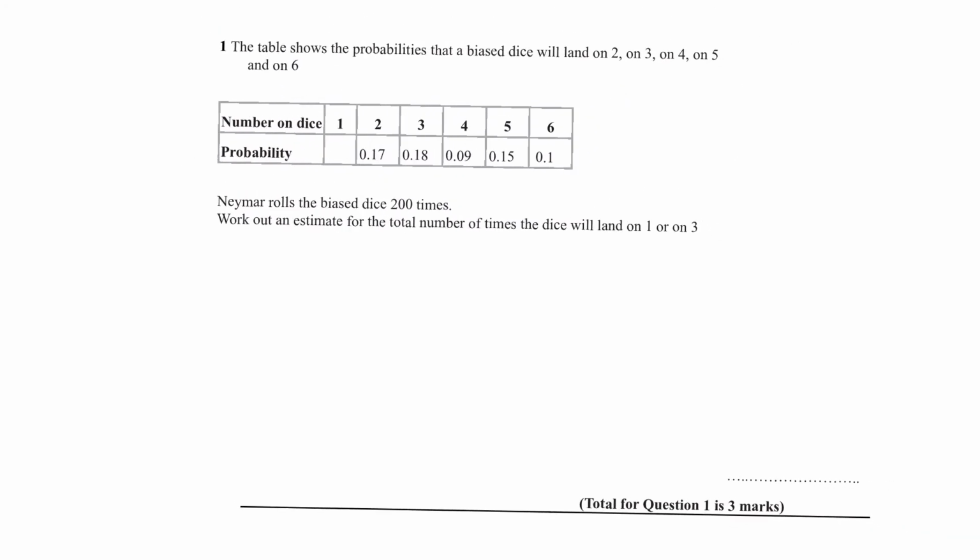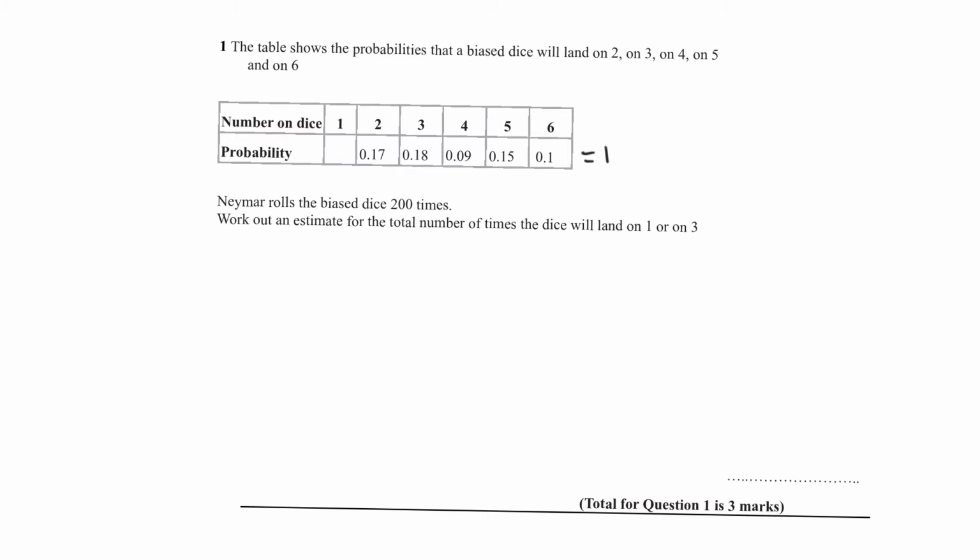Okay, so the first question shows a table of probabilities that a biased dice will land on a 2, 3, 4, 5 and a 6, and the probability for the 1 is empty. It says Nam rolls the dice 200 times, and it wants us to work out an estimate for the total number of times the dice will land on a 1 and 3. So we have everything else. The only probability that we don't have is the probability of a 1.